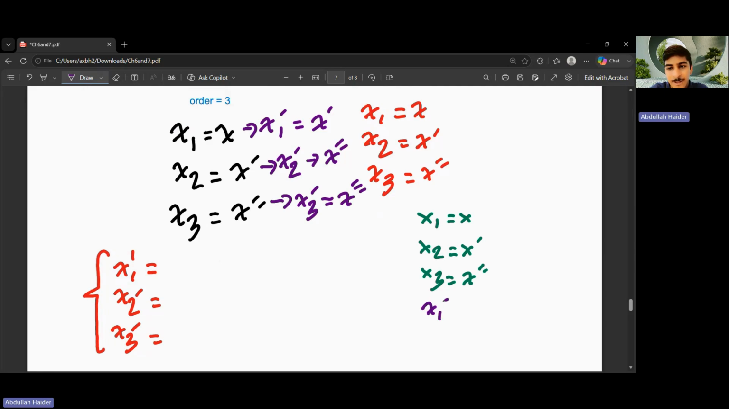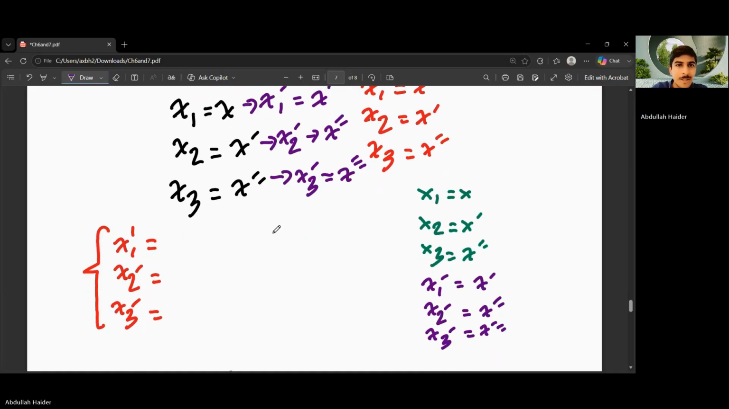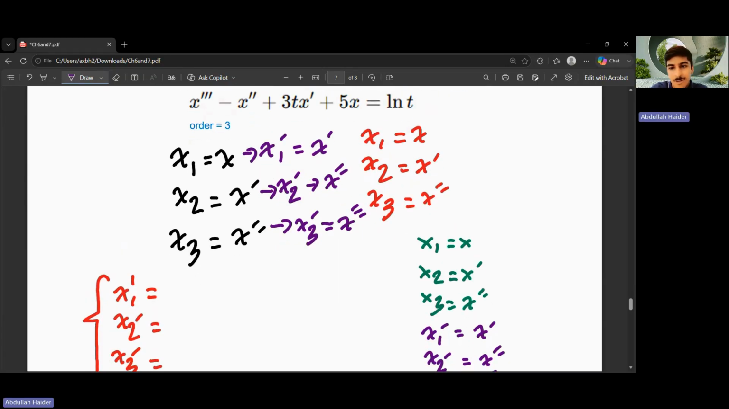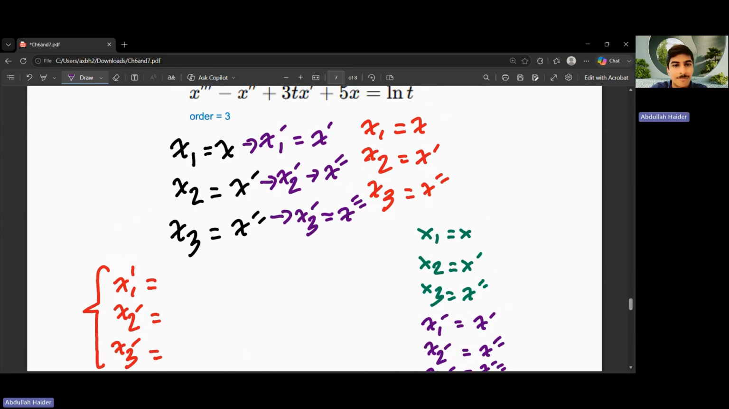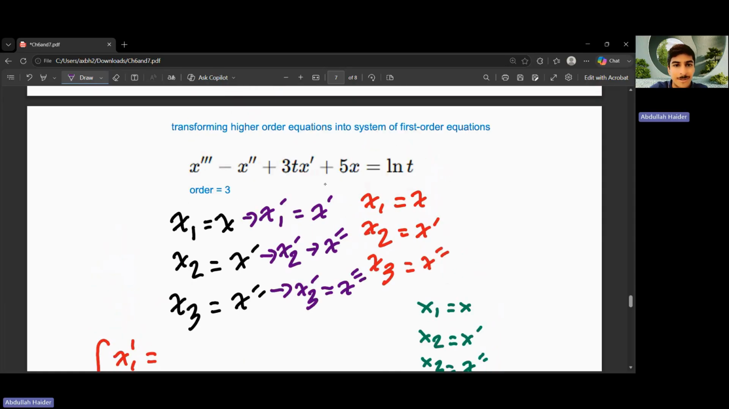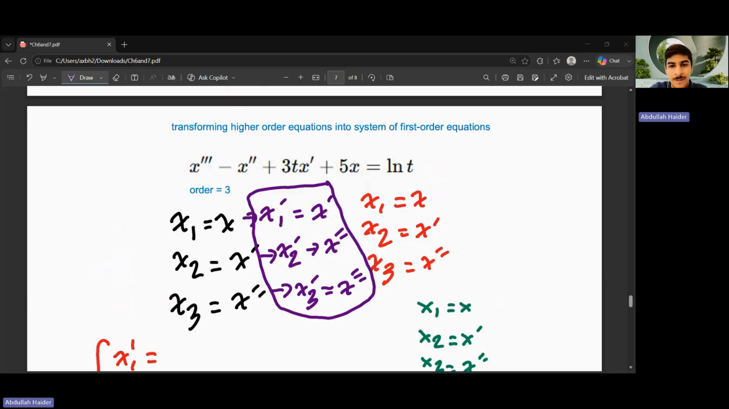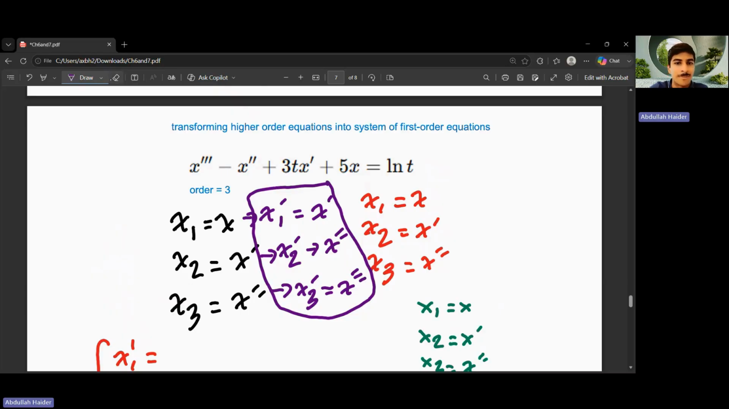So your x1 prime is basically x prime. Your x2 prime is x double prime. Your x3 prime is x triple prime. This is to help you remember what is going on. And now we have our x1 prime, x2 prime, x3 prime. Our main purpose, I use this as a reference. So you've identified all of this.